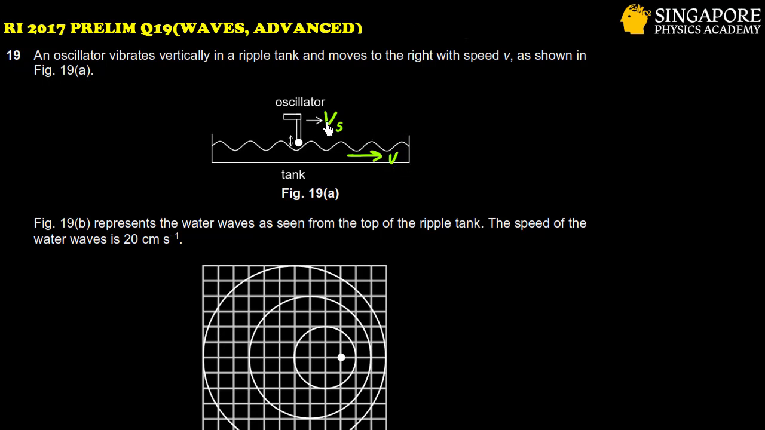All right. So since both are moving, there will be relative velocity between them. Remember, when you're in the same direction, you need to minus. So the relative velocity is v minus vs. If you're in the opposite direction, you need to plus.